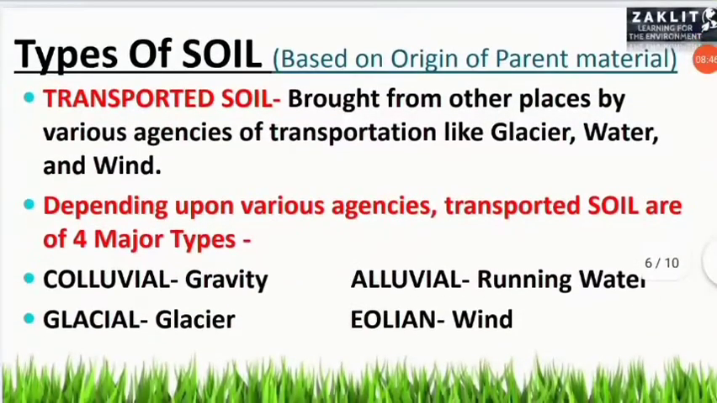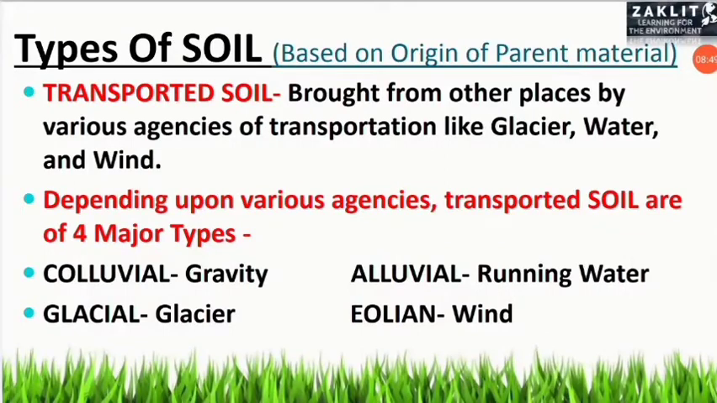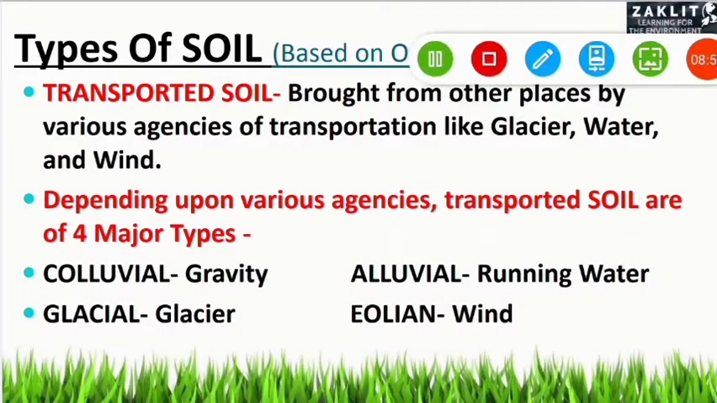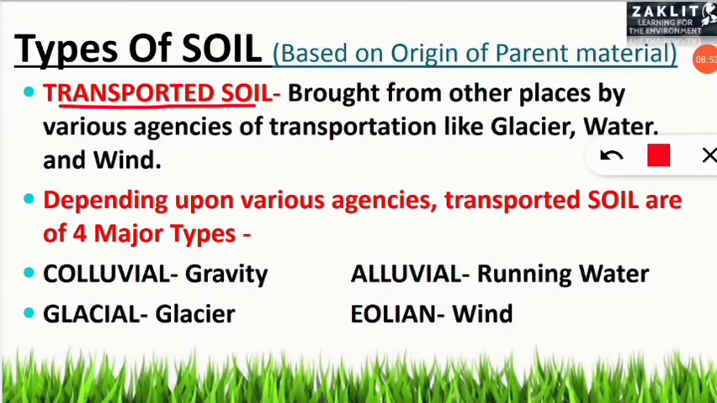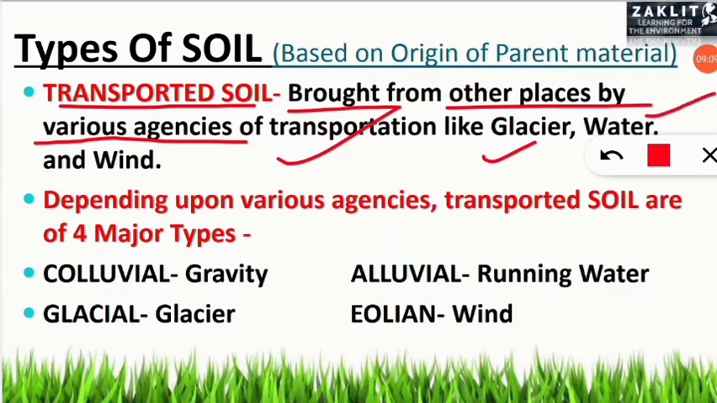The next slide is another kind of soil based on the origin of parent material, that is transported soil. It is not weathered, it is transported soil. That means the soil which is brought from other places by various agencies. Which agencies work for transportation? They don't have Flipkart or Amazon; nature has glacier, water and wind. So these are the three important transportation agencies which carry the soil from one place to another. Through these, soil moves.